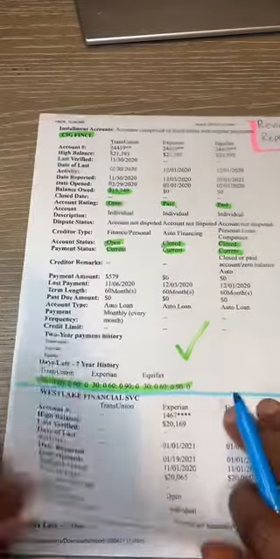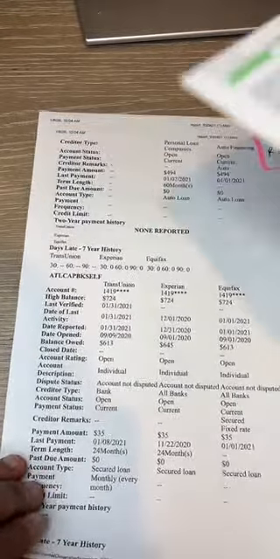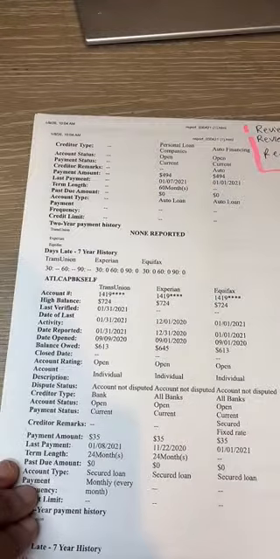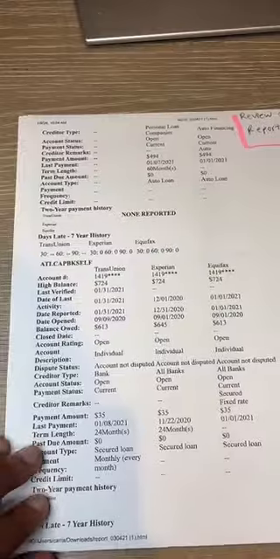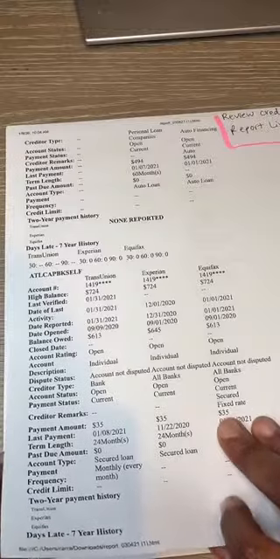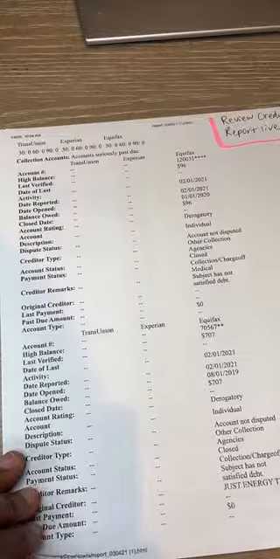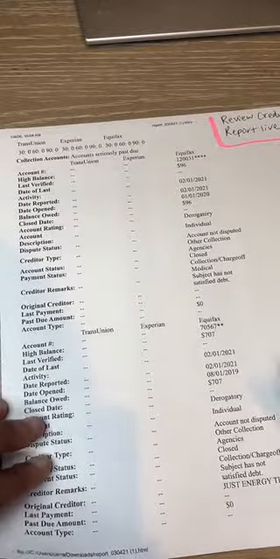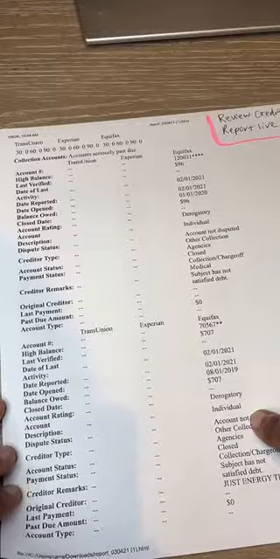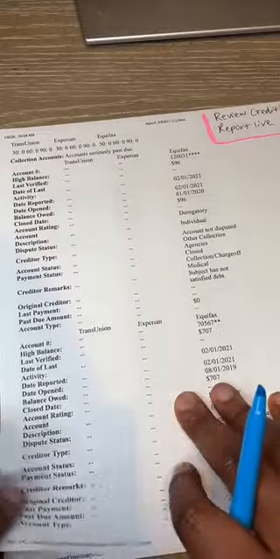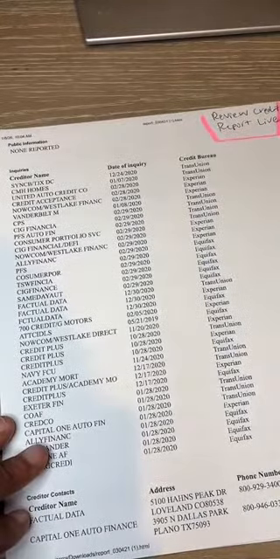Okay, this next one is also an auto loan. We're not going to go through that one. Let's see what else we have on here. We have a, what is this? A secured loan. We'll pass that up. What else do we have here? We have a bunch of accounts that are reported to Equifax. We'll pass those up.